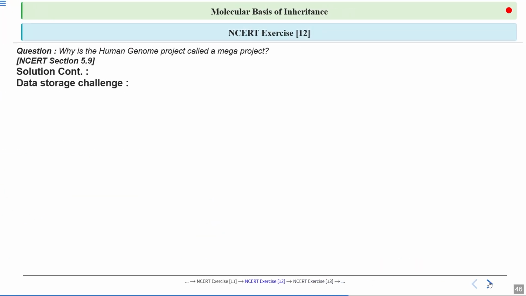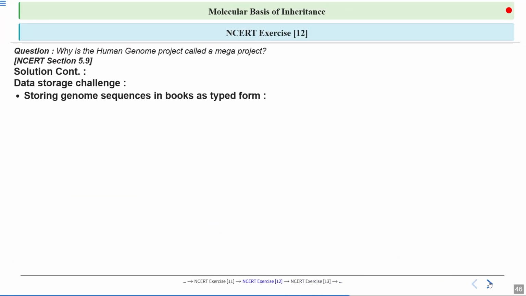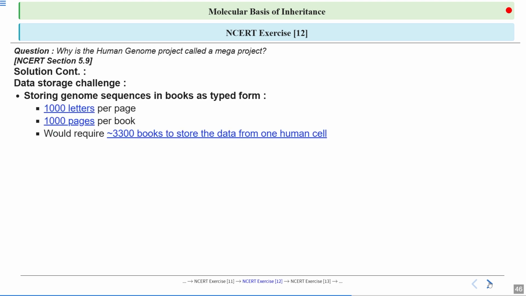Then, if we talk about the data storage challenge, storing this genome sequence in book form: how many books would we require? We require approximately 3,300 books to store the data from one human cell, and each of the 3,300 books should have 1,000 pages, and each page should have 100 letters. So you can understand how big the data is.